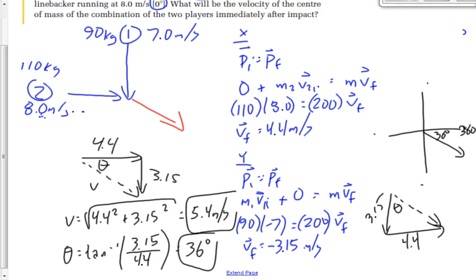Just be careful though, if you get to 54 degrees, which one is it? It depends upon the context of the question. You'd have to look at the context of the question to know which one you wanted. 36 degrees.